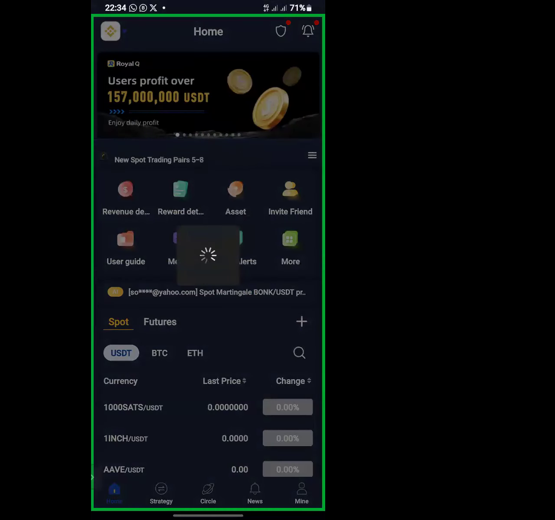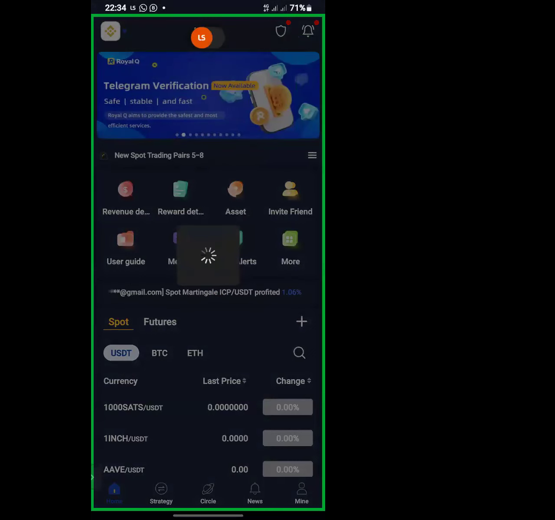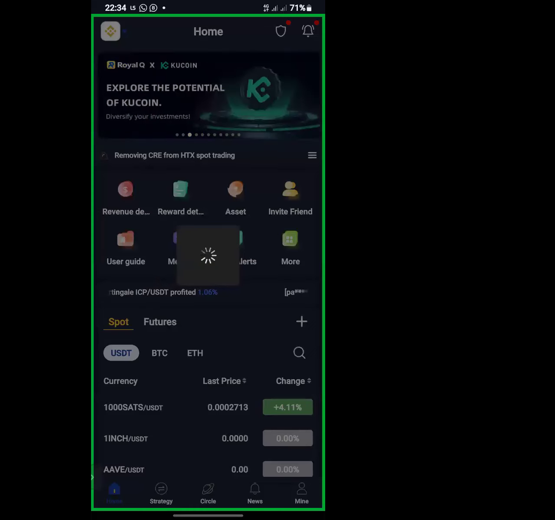Yeah, okay. Yeah, they are. This network is so slow.